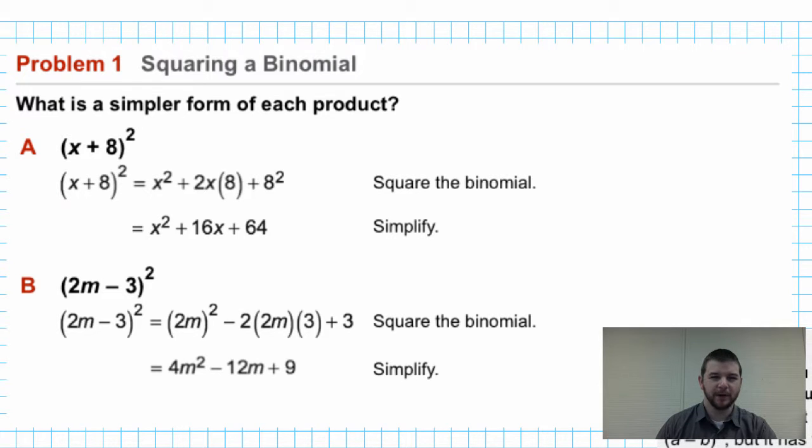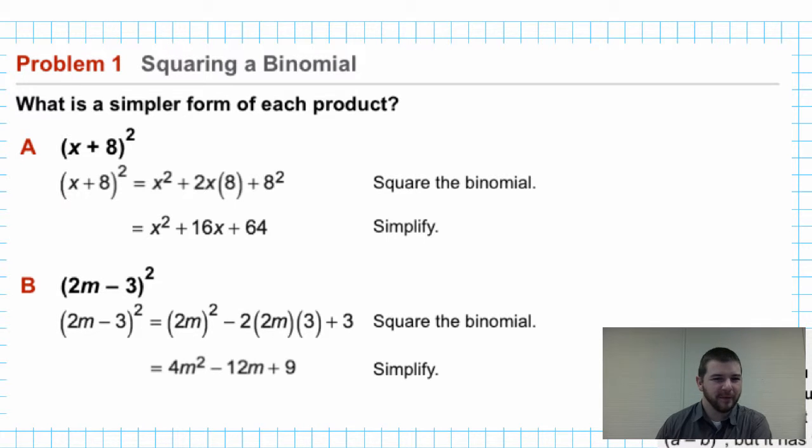X plus 8 squared will equal x squared. Note that's the first term squared. Plus 2 times x times 8, because we have our two terms multiplied, that is x and 8, and those are being multiplied by 2. Remember, it's twice the product of our two terms.